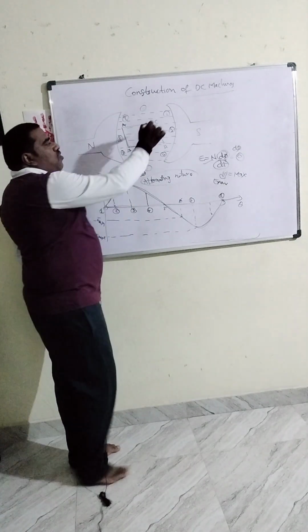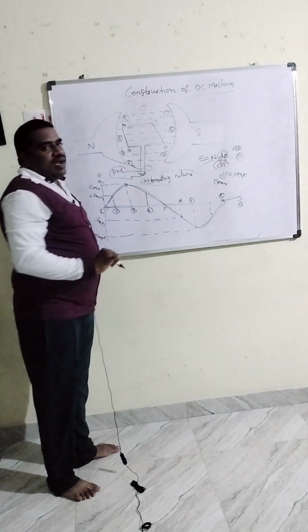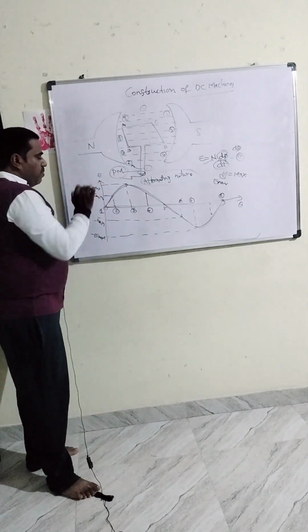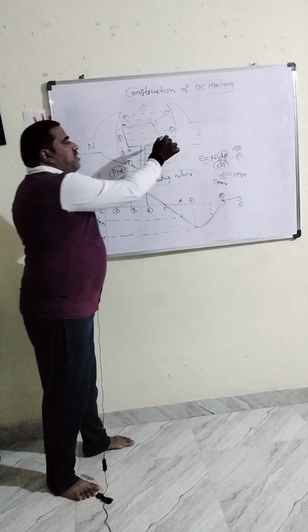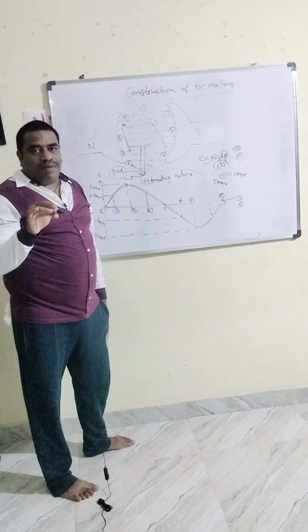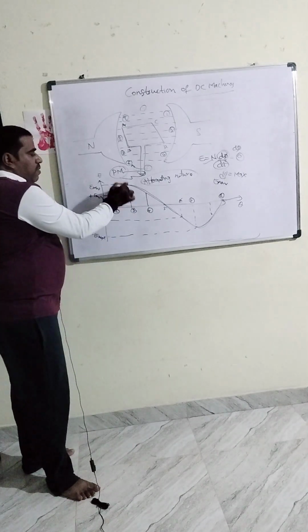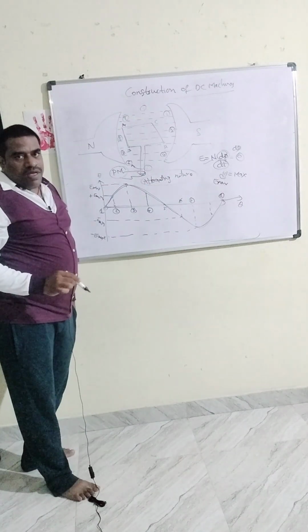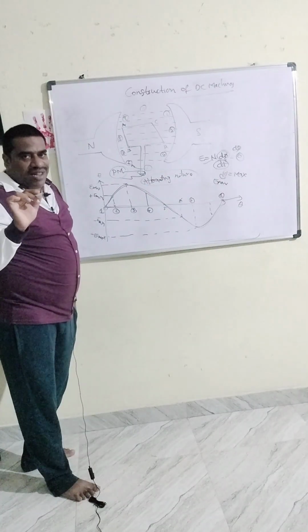At position number 2, small flux lines will be cut by the conductors, so a small EMF will be generated, that is E minimum you take. And at position number 3, perpendicular to the plane, maximum flux lines will be cut by the conductor, so the amount of EMF will be maximum. And again at position number 4, minimum EMF, because minimum flux lines will be cut by the conductors.